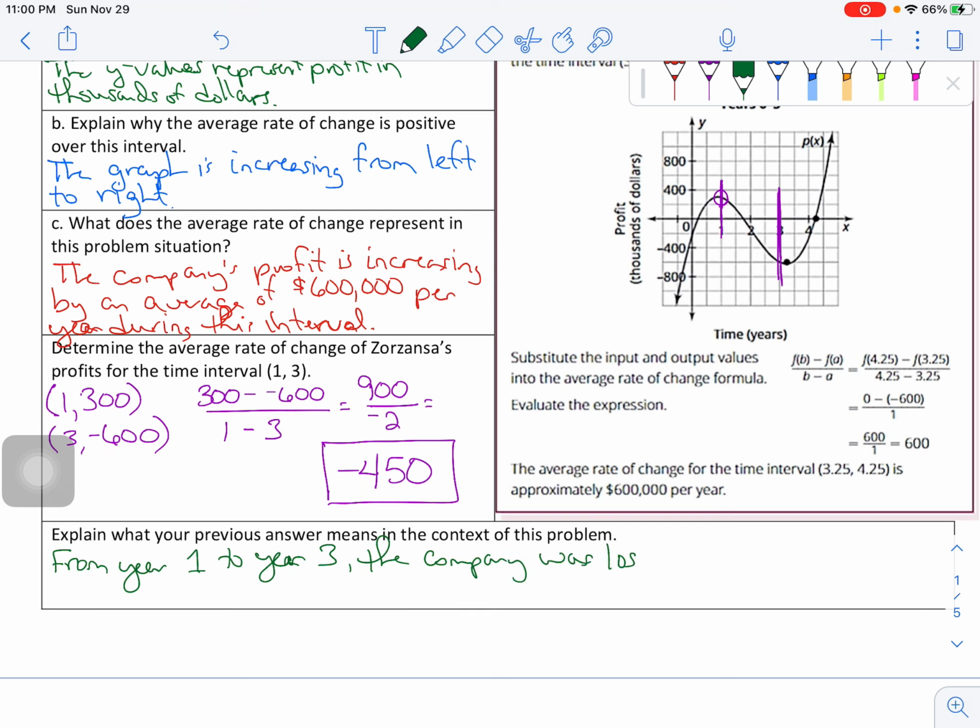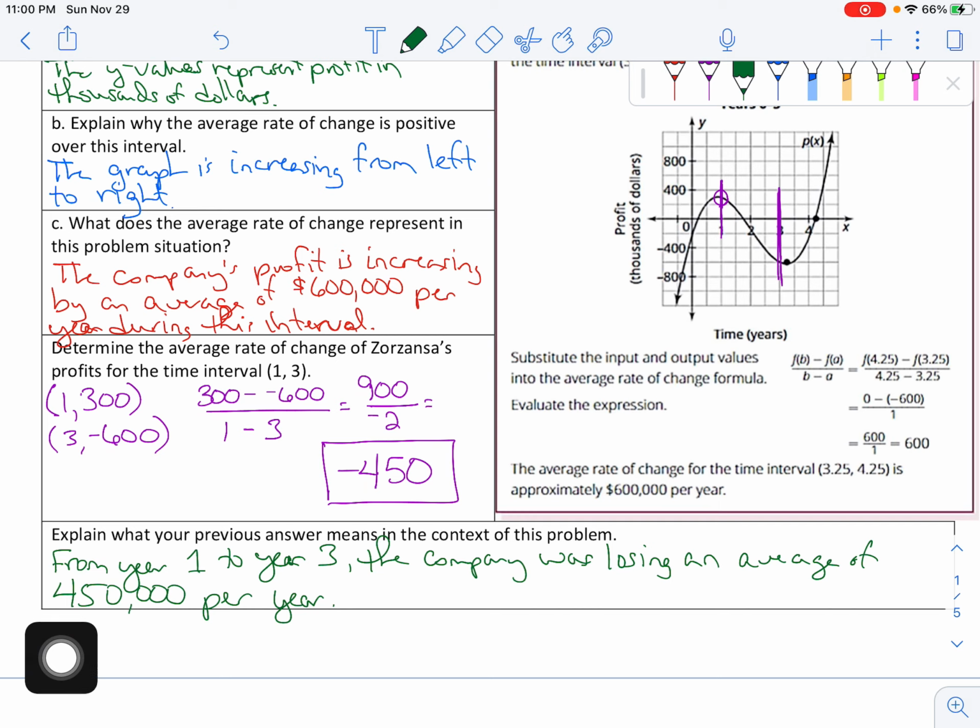So from year 1 to year 3, okay, because it's interval 1 to 3, the company was losing an average of $450,000 per year. Now, you do not have to tell me they were losing negative $450,000. By telling me they were losing money, that's already including the negative part that came from this information.